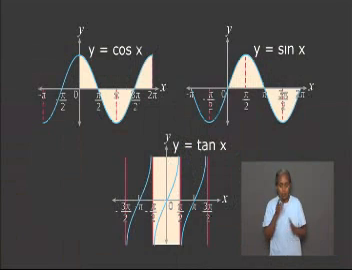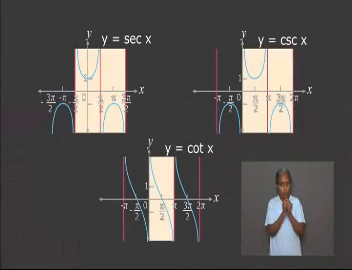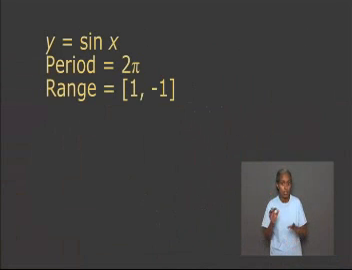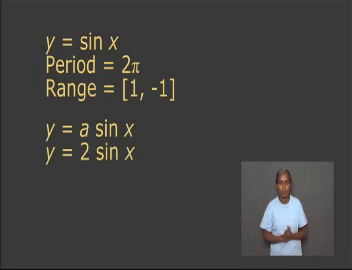You are already familiar with these graphs of trigonometric functions. You know that the graph of y equals sine x crosses the x-axis at pi and multiples of pi and ranges from 1 to -1. What do you think will happen if we add a variable to the function? For instance, how will the graph of y equals 2 sine x appear?